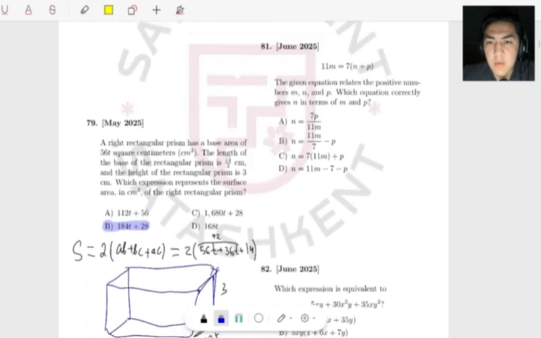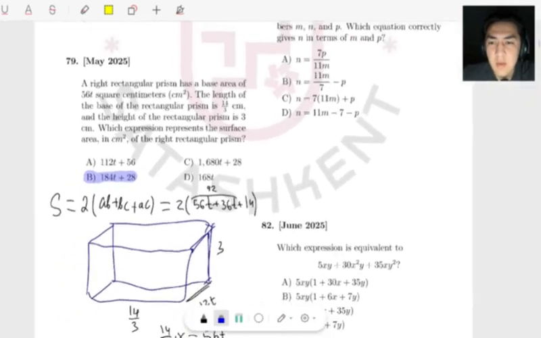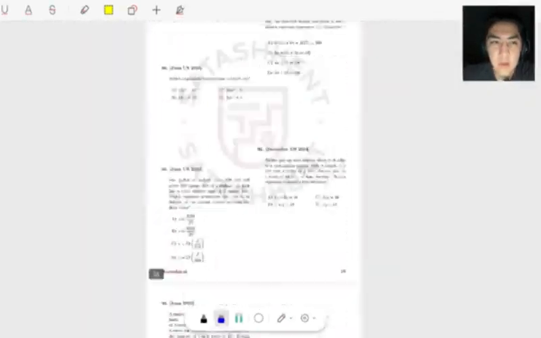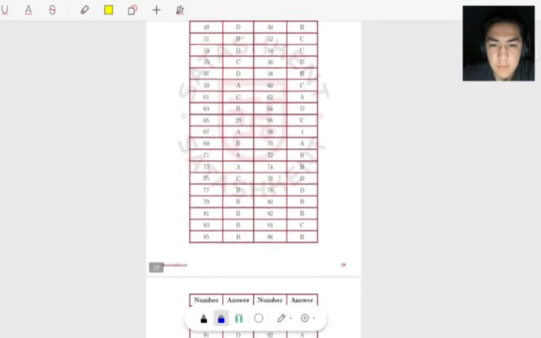So the question number 80, and guys, let's check it. Let's check 79. Is that really B or not? From the options, from the answers. So 79 is, yeah, it's B, guys.